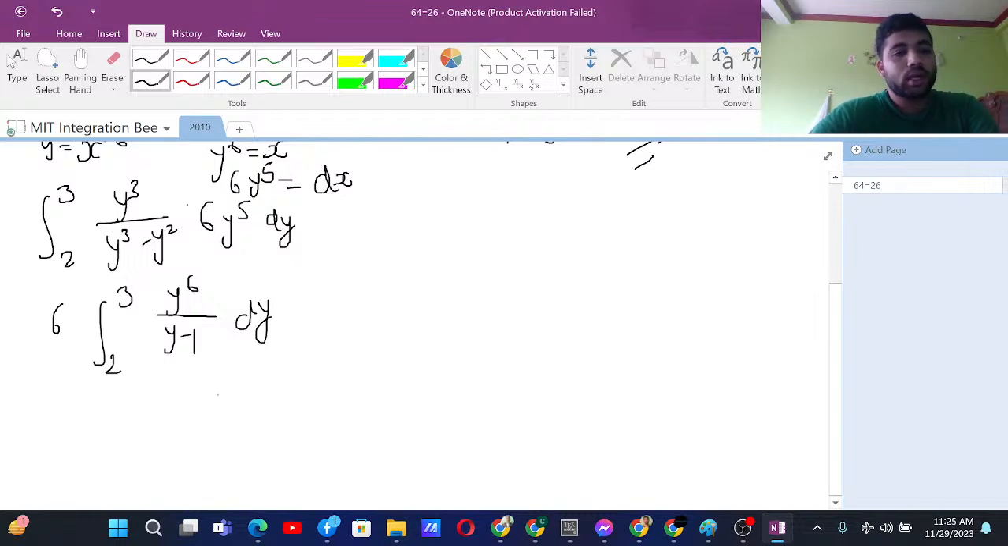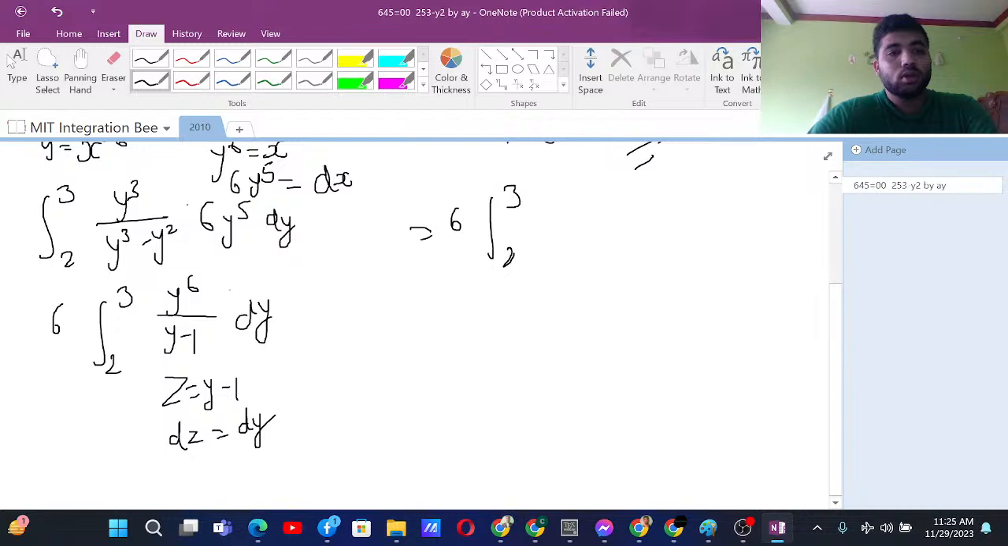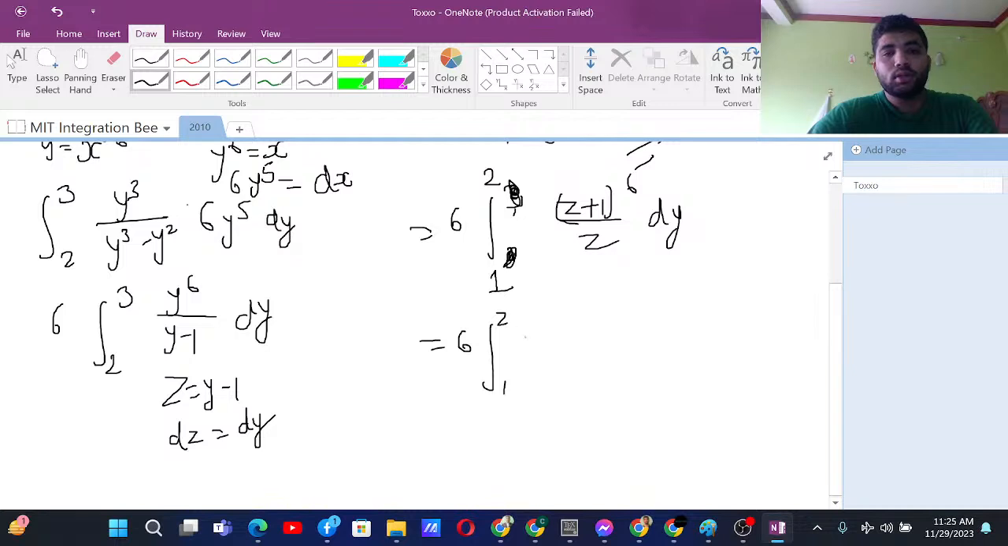Now after this we can have z equals to y minus 1, and then we will have dz equals to dy. That's how we have 6 integral from 2 to 3. Now this will be z plus 1 to the power 6 by z dz, and also the limits will change. The limits will change from 1 to 2. Yeah, and now we can just expand the numerator.